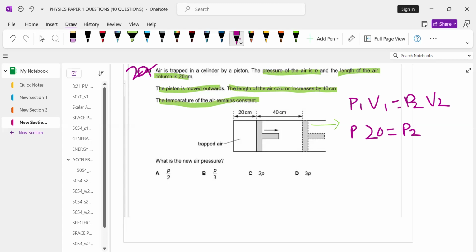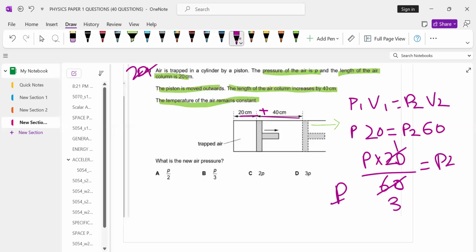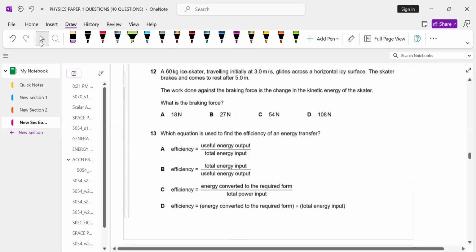You need to calculate this P2, which is the new pressure, and the volume. Firstly the volume was 20 and it increased by 40. 40 plus 20 equals 60. So P into 20 divided by 60 equals P2. Two twenties are... P divided by 3. Option B is correct for question number 29.